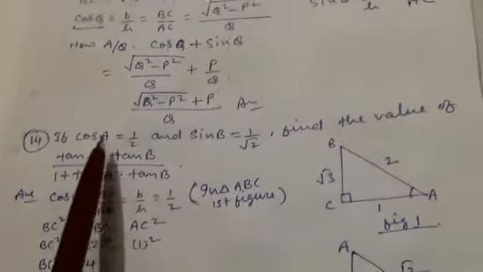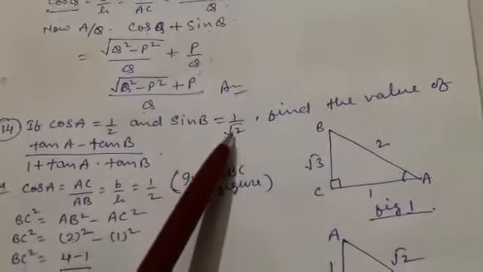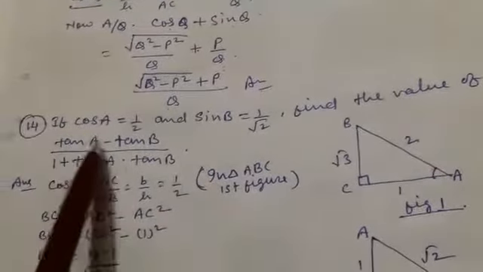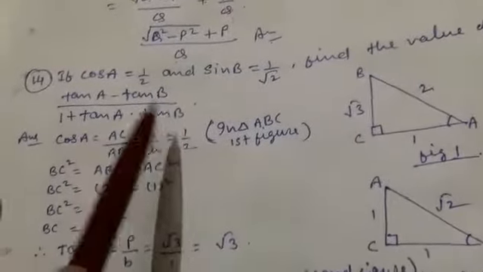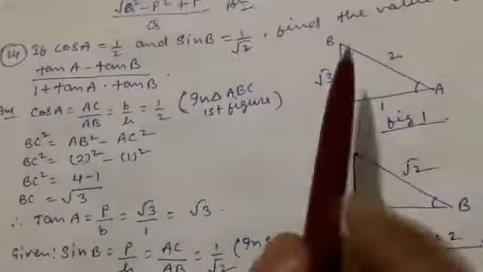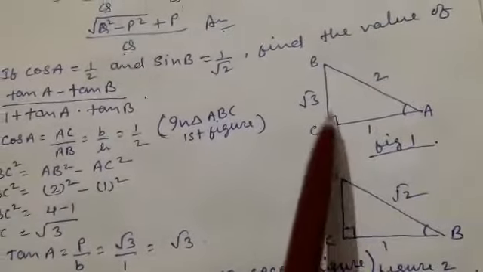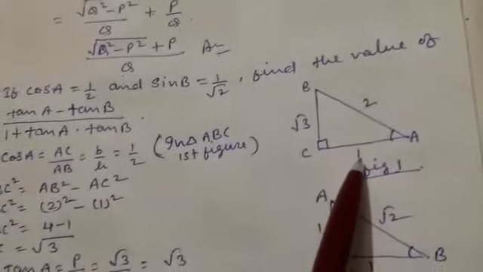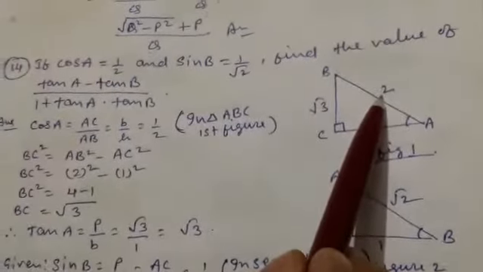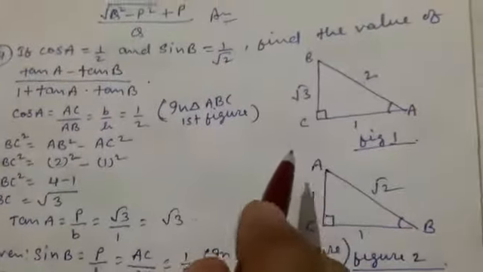If cos A equals 1 by 2 and sin B is equal to 1 by root 2, find the value of tan A minus tan B upon 1 plus tan A into tan B. Dear students, first we will draw one triangle here, triangle ABC. According to this angle, this will be perpendicular and this will be base and this is hypotenuse.